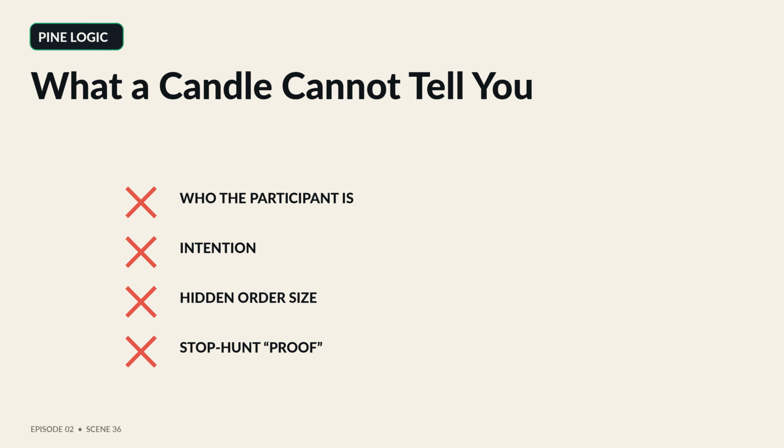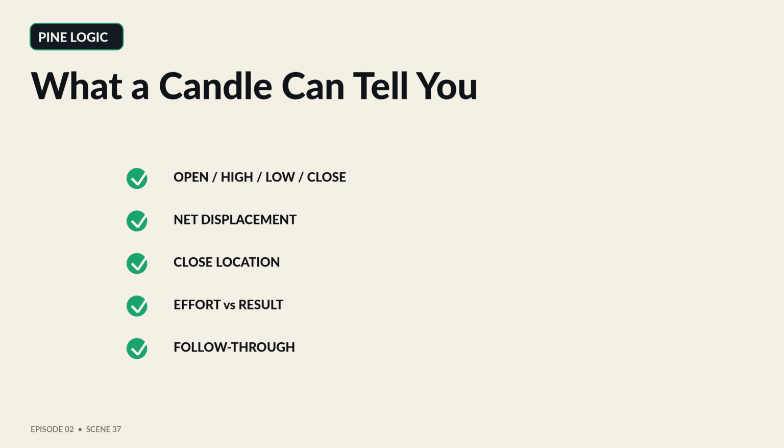A candle cannot identify a hedge fund. It cannot prove a market maker hunted a stop. It cannot reveal the intention behind a hidden order. It cannot prove accumulation because one wick appeared. Knowing what the data cannot tell you is part of reading it correctly.